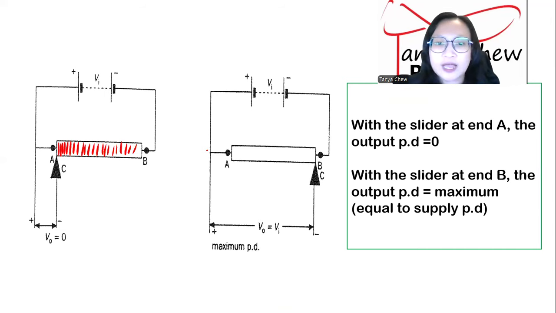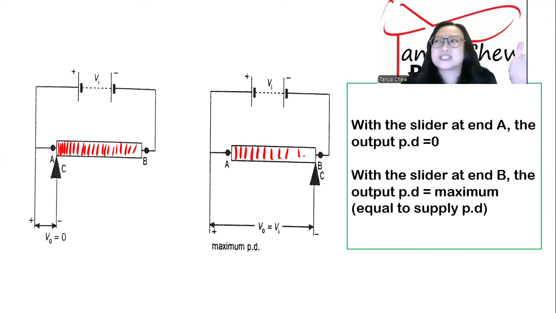But if the slider is moved to B, across all the resistance wires here, the output PD measured by the voltmeter will be maximum, because that is the total resistance that has been slid through by slider C.